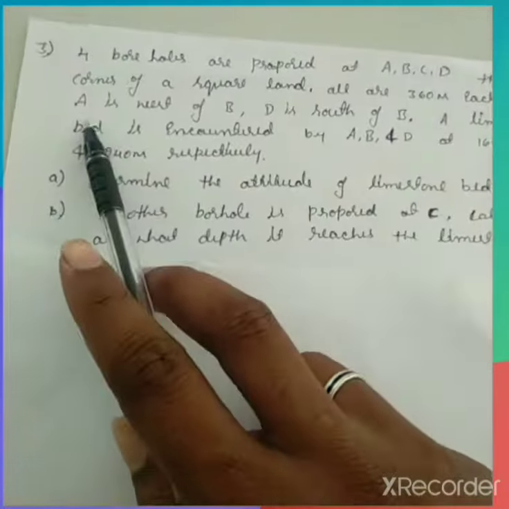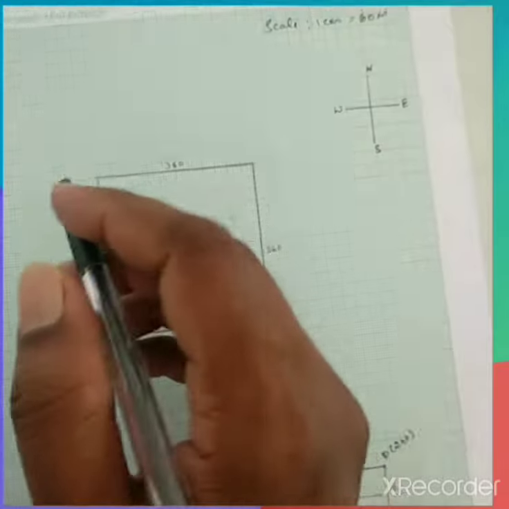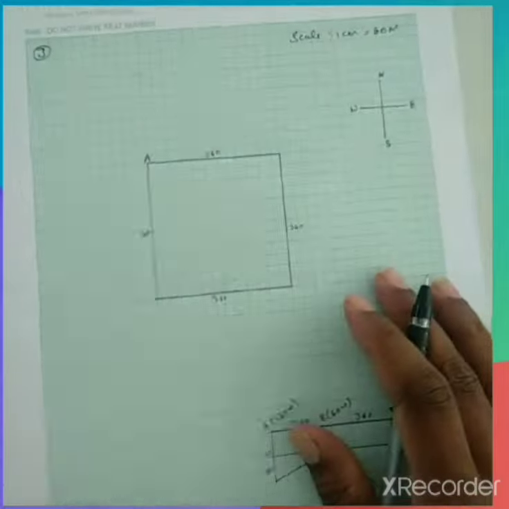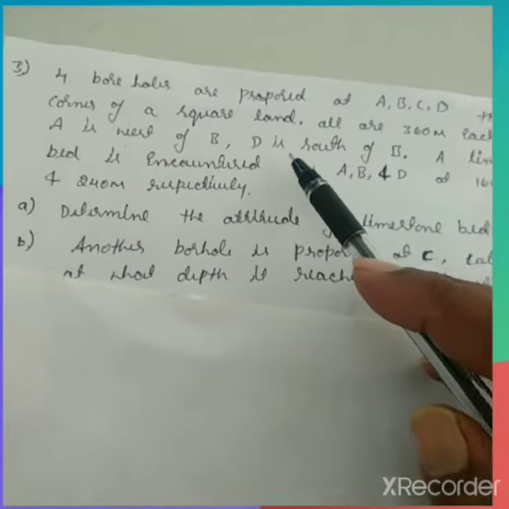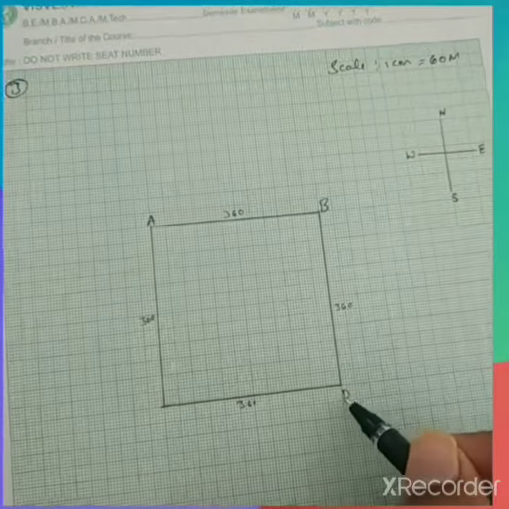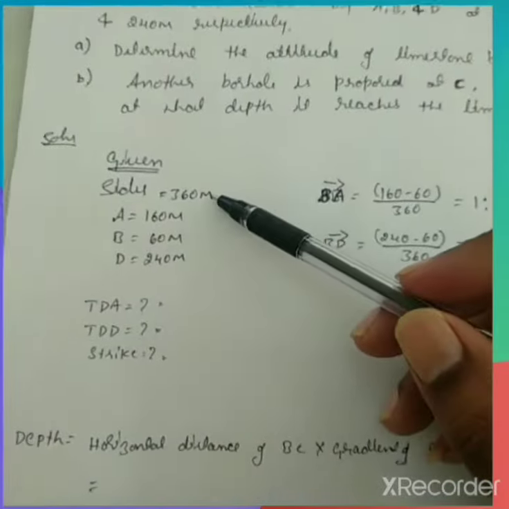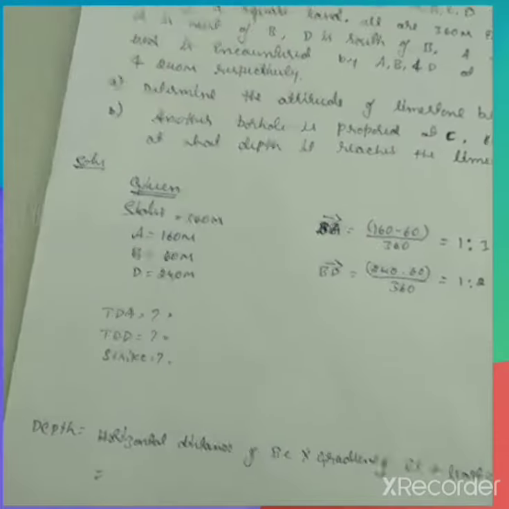Here they have mentioned the direction: A is west of B, which means A is here, B is here, and D is south of B, which means D comes here. And they have given the values. The given data is the sides are 360 meter each. A is 160 meter, B is 60 meter, D is 240 meter respectively.